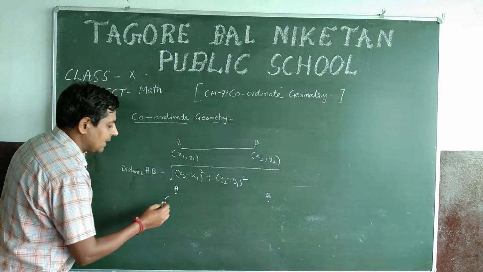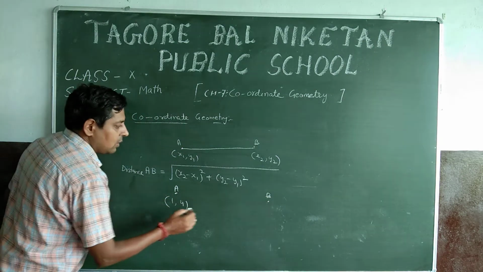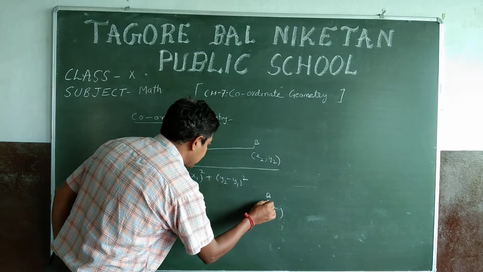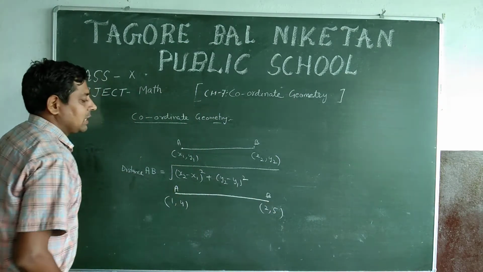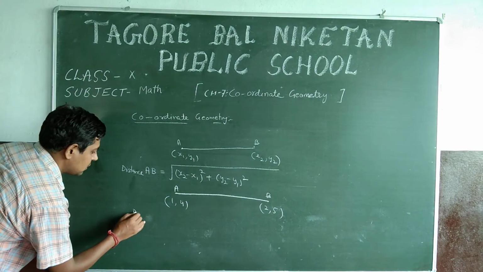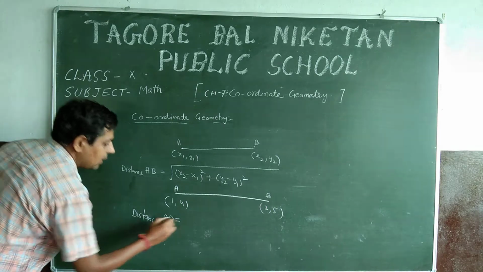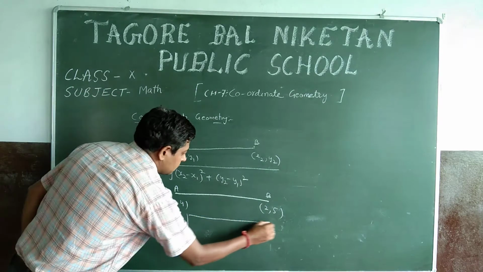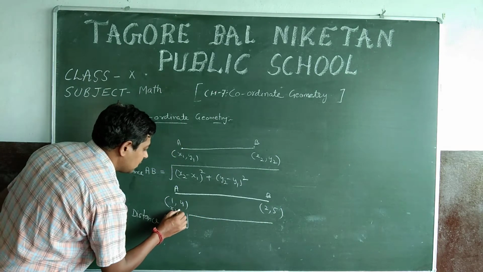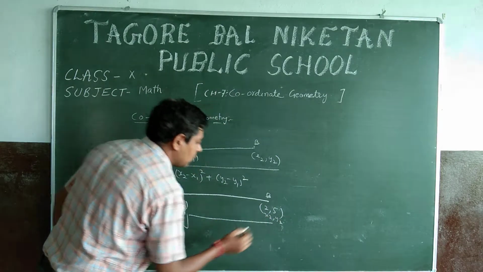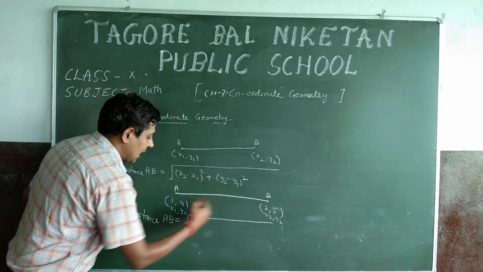A we can take as the point 1, 4, and B we can take as the point 2, 5. How can we find out the distance AB? So distance AB equals, this is x1, this is y1 and this is x2, this is y2. So how can we do it?